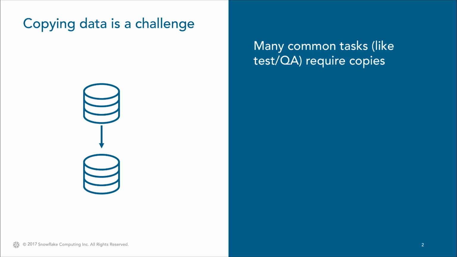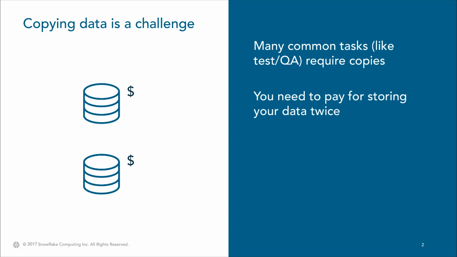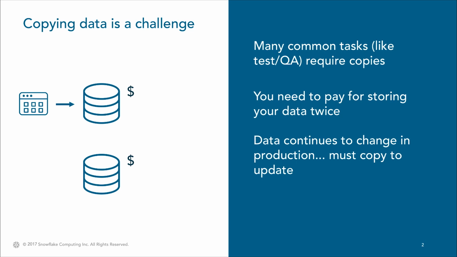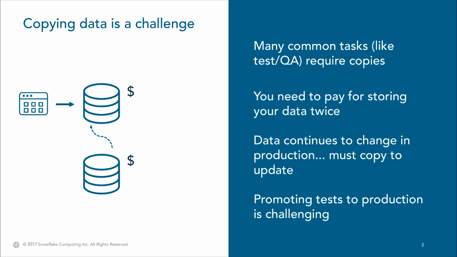This is also extremely expensive, since both copies of the data need to be paid for. When new data enters production, the data in the copy database is stale and requires an update, repeating the entire process of manually transferring data from one place to another. Because it's so difficult, often new data isn't updated in the copy database. What's more, promoting a successful test or change to production can be equally as hard and manual of a process as creating the copy in the first place.